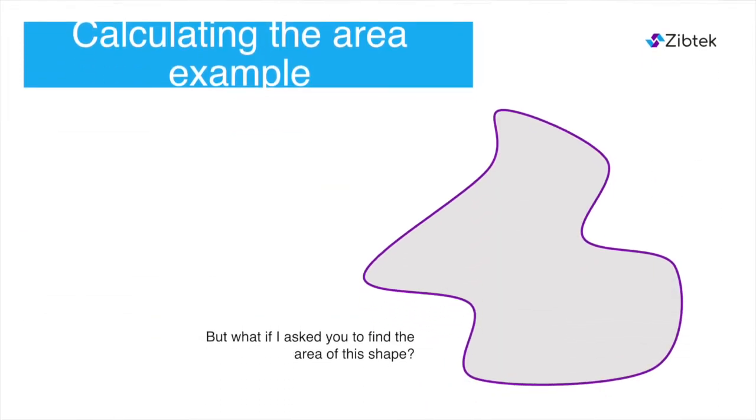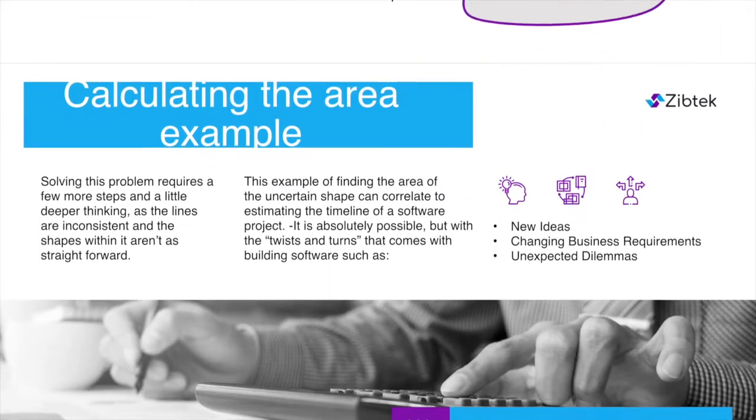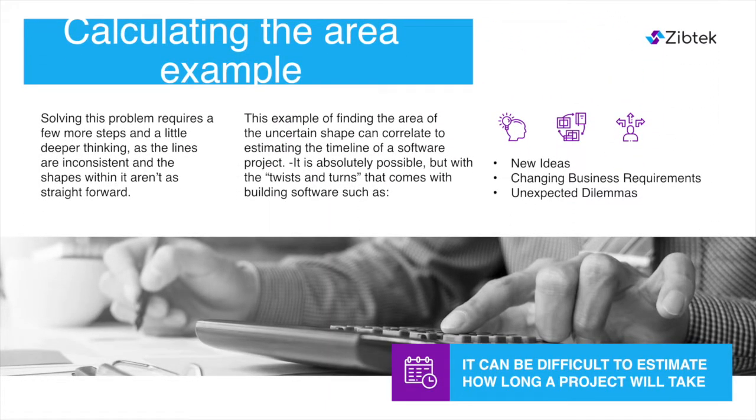But what if I were to ask you to calculate the area of this shape? Solving this problem requires a few more steps and a little deeper thinking, as the lines are inconsistent and the shapes within it aren't as straightforward. Finding the area of this blob-looking shape can correlate to estimating a timeline for a project.